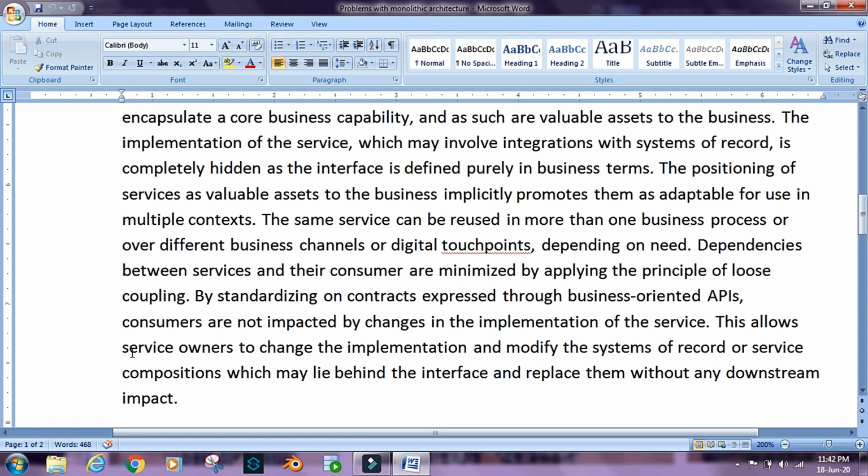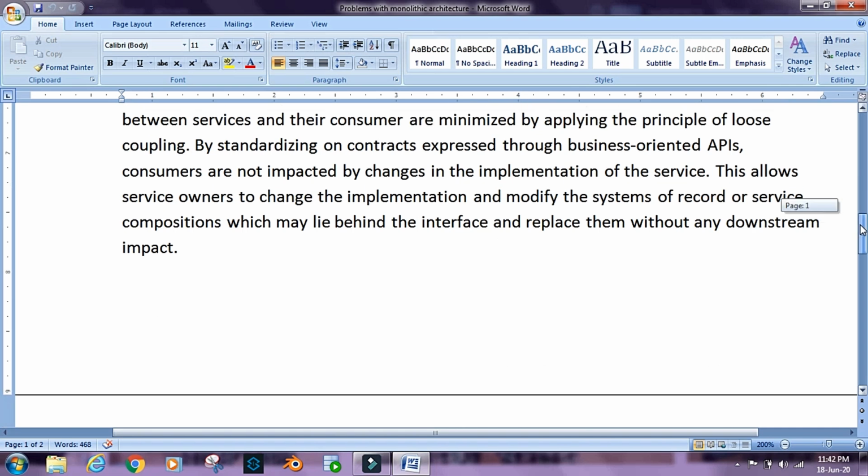And this allows service owners to change their implementation and modify the system of record or service compositions which may lie behind the interface and replace them without any downstream impact. So even if we are changing anything inside the API, which is a black box again to the client, it should not impact any downstream system, or it should not impact any client, right?